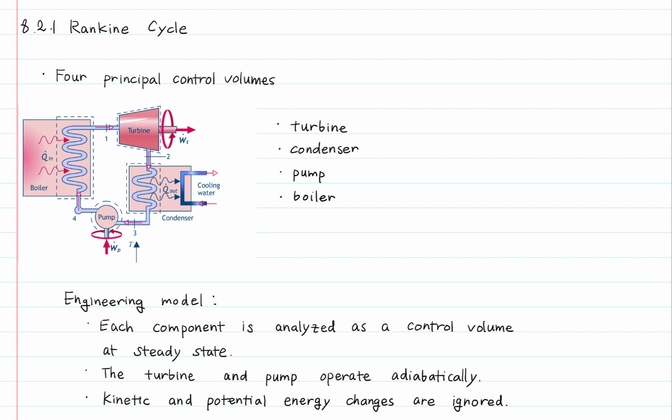The main objective in analyzing the Rankine cycle is to determine the thermal efficiency. To do that, we first need to understand the Rankine cycle components and the corresponding thermodynamic states. Then we will determine the amount of work and heat interaction in each component. We are going to assume all 4 components are steady flow devices. The turbine and the pump operate adiabatically and reversibly. We neglect the kinetic and potential energy changes in each component.